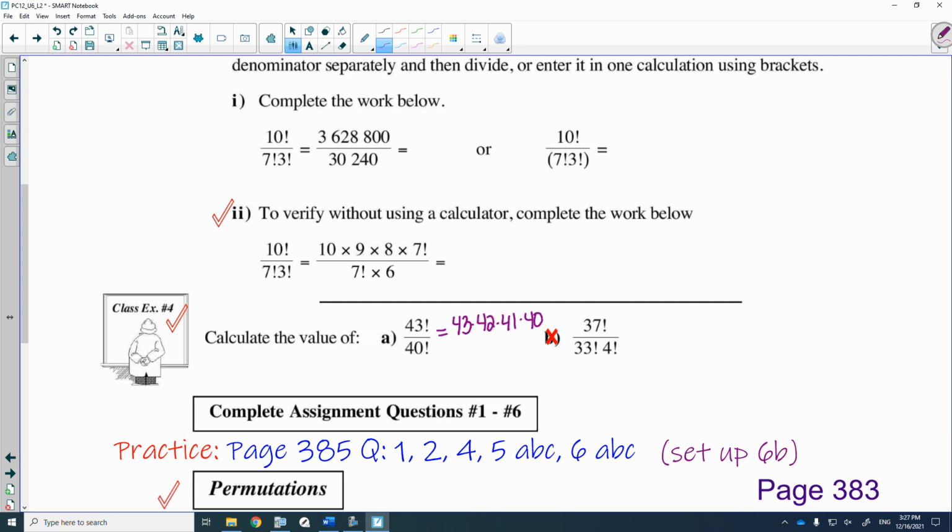If I want to stop, because I'm not going all the way down to 1, put your factorial over 40 factorial. That will cancel. And then you could type in on your calculator 43 times 42 times 41, and you will get 74,046.